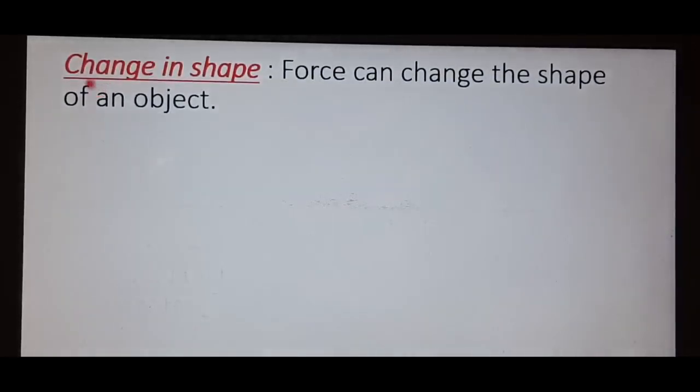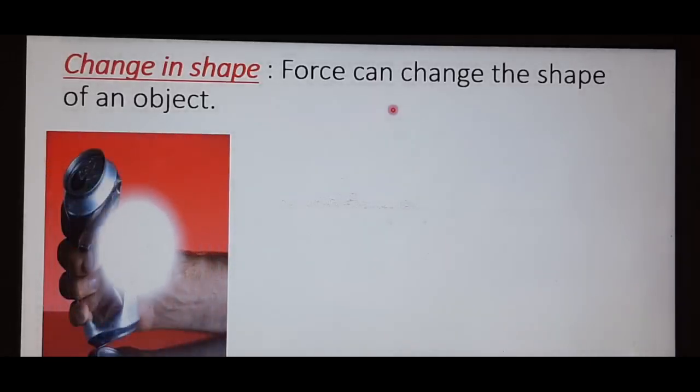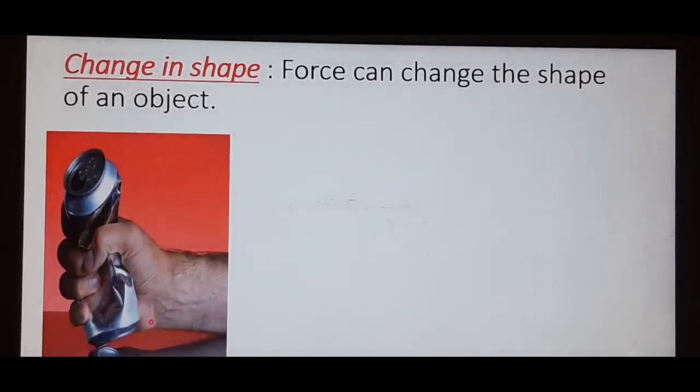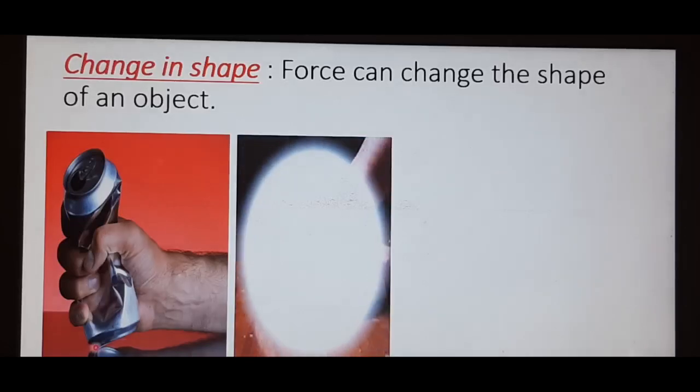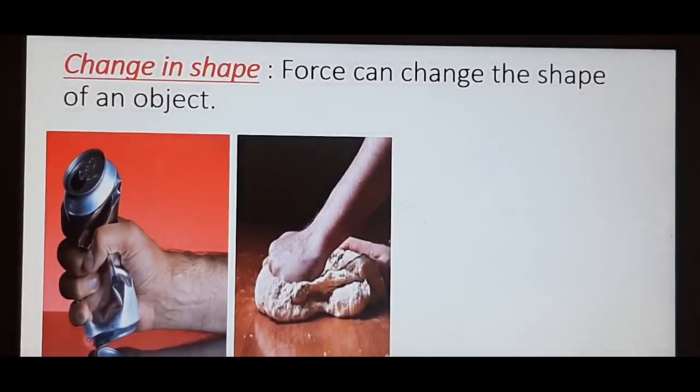Now the next change is change in shape. Force can change the shape of an object. So we'll understand how. See, this person has applied force on this can, and you can see its shape is changed. He has just crushed the metallic can by applying force. This dough, the shape of the dough will be changed on application of force.